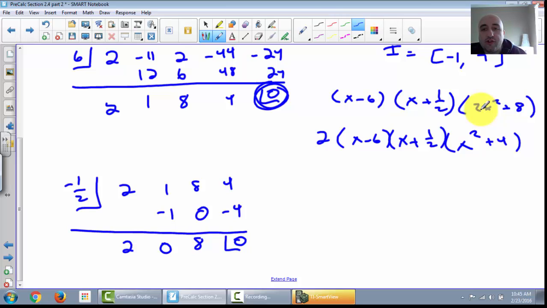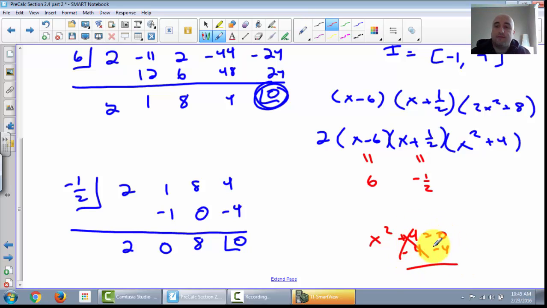So now what I can do is get all of my zeros. This one's equal to 6. This one's equal to -1/2. And then this one I need to set equal to 0, and I should be able to solve that pretty easily. So subtract 4. Okay.